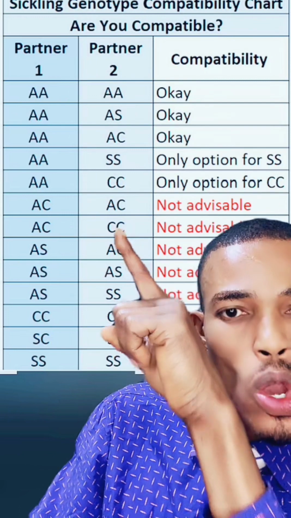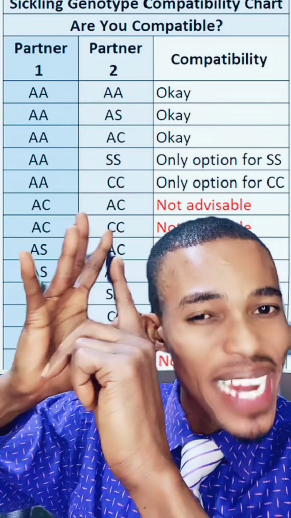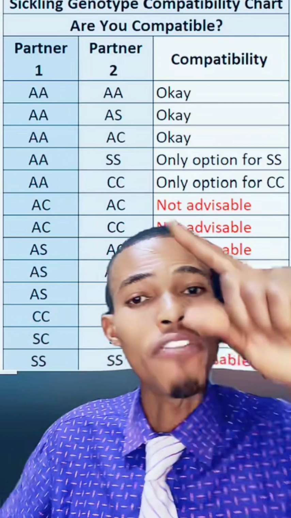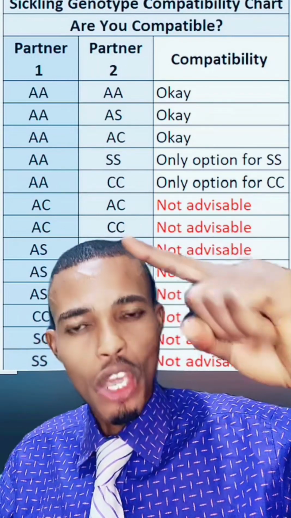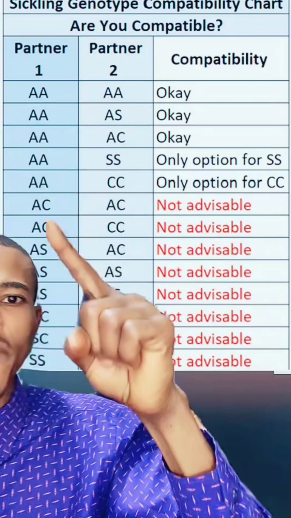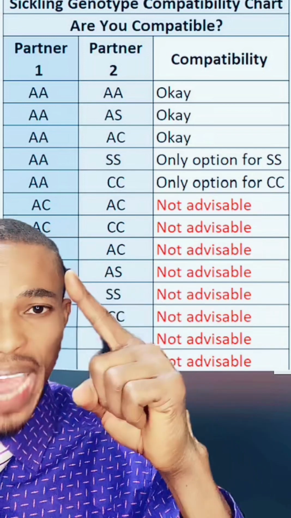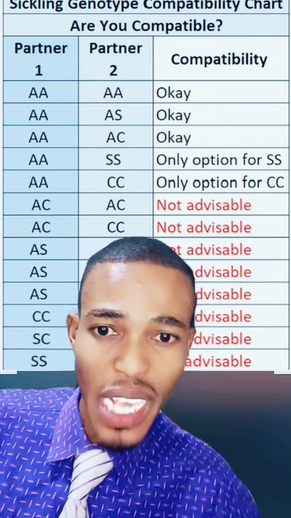CC is also another form. Hemoglobin C. We have hemoglobin F, which is fetal hemoglobin, and hemoglobin S, which is the common one, sickle cell anemia. Then we have hemoglobin C. If you are CC, please don't marry any partner who has a C or a carrier in his or her genotype. Why? Your children are going to end up having sickle cell disease.